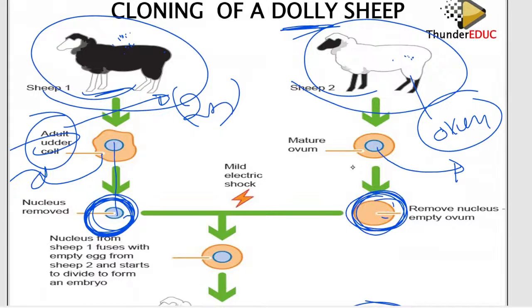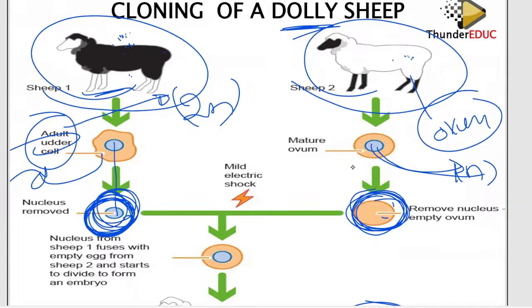I can ask you a question. Why do I have to throw away the nucleus? Remember, the nucleus is one N. It is haploid. That's why even the sperm is haploid, so that when you combine them, you form a diploid. But the nucleus from this sheep is already diploid. So I don't need the nucleus here because I don't want to produce any characteristic of sheep 2. So now I have this and I have this.